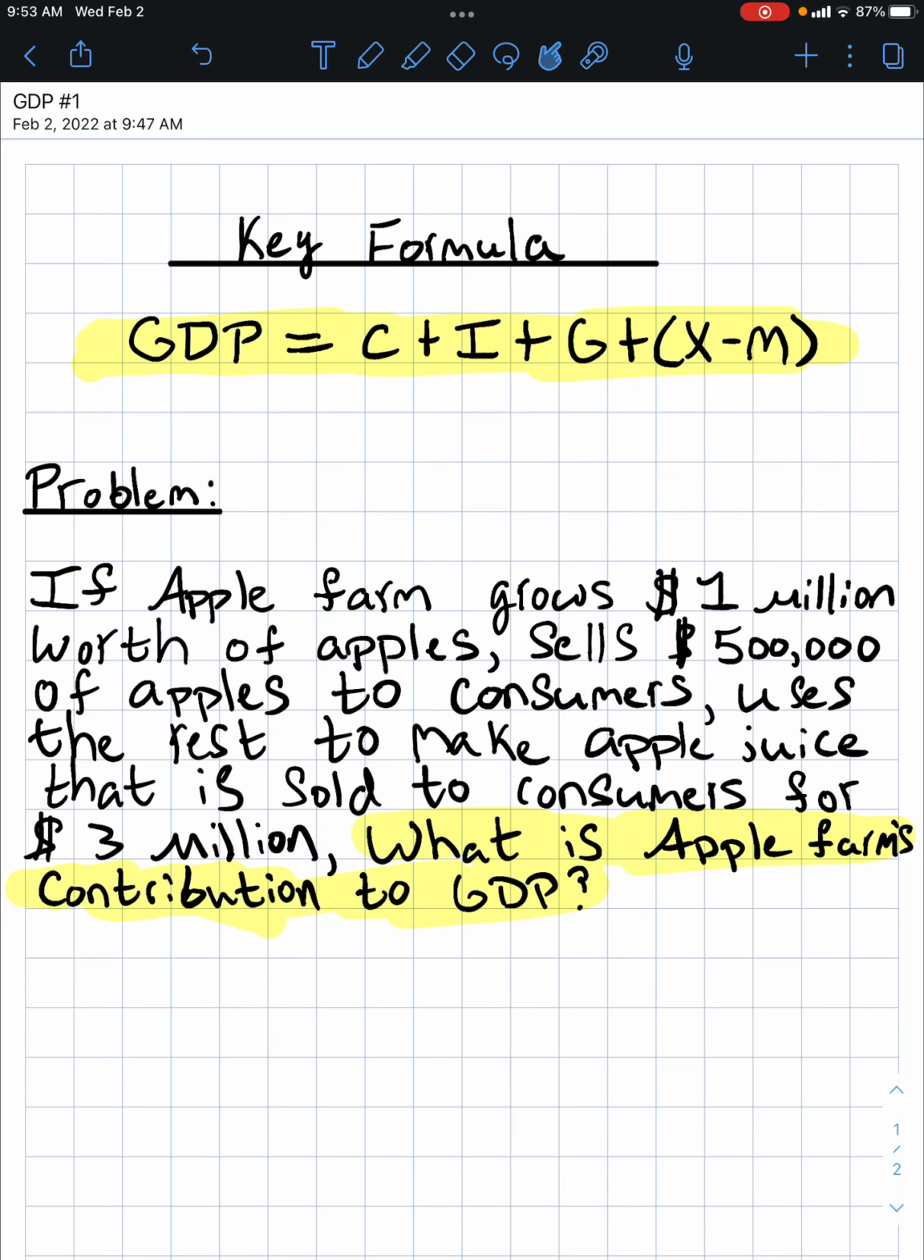What is GDP? GDP stands for Gross Domestic Product, which is the monetary value of all finished goods and services made within a country during a specific period.